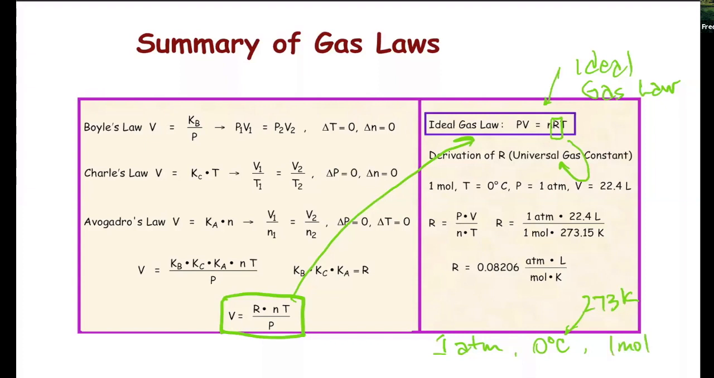What is the volume of that particular gas? Well, that volume for that gas is going to be 22.4. And in order for that to work, we've got to have an R value of 0.08206. And it's got to have these units. Atmosphere is the unit for pressure. Liters is the unit for volume. Moles is the unit for amount.